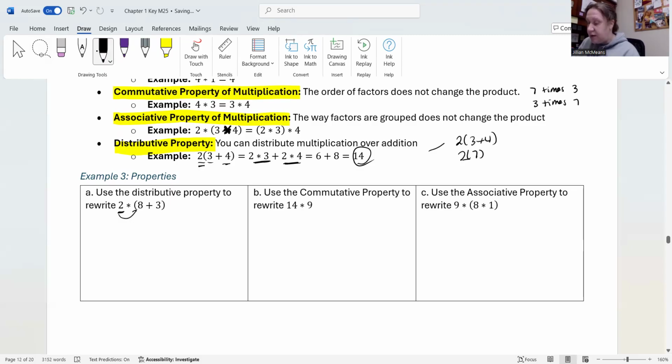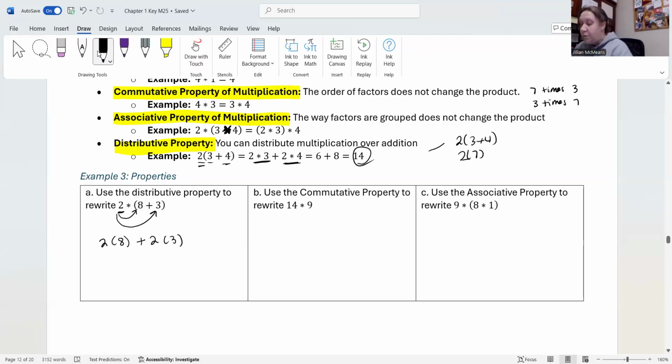So we're going to take 2 times 8, and then we're going to come right back and get 2 times 3. So I would rewrite this as 2 times 8 plus 2 times 3. And that's really all it's asking you to do. They're just saying rewrite this thing using the distributive property. Again, this property is not super powerful to us at this point, but it will be a huge part when we start talking about algebra. Okay? So that's all they want you to do with the distributive property.